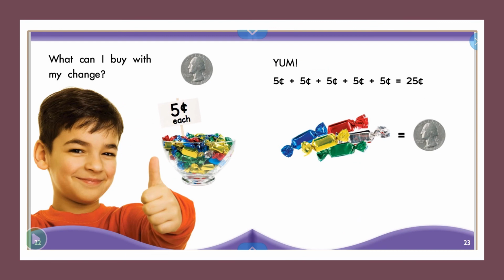What can I buy with my change? He has a quarter, and remember those candies are 5 cents each. So if I count by fives, 5, 10, 15, 20, 25. I counted by fives 5 times, 1, 2, 3, 4, 5, which is the same as 25 cents. That's how many pieces of candy he can get.